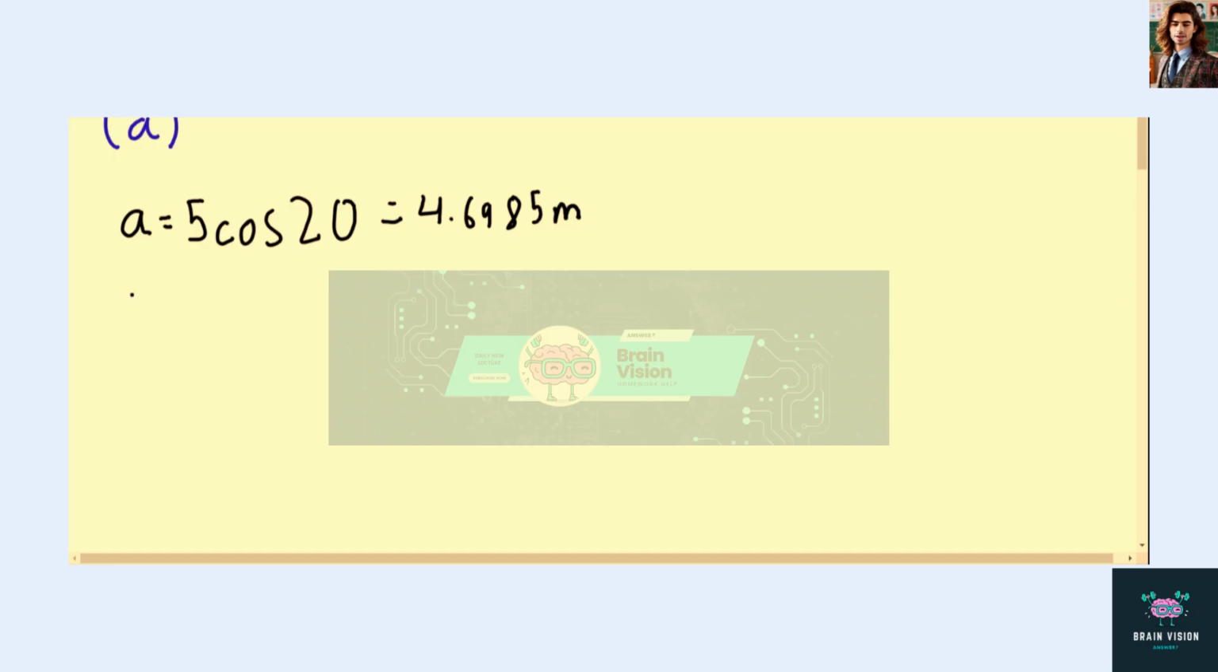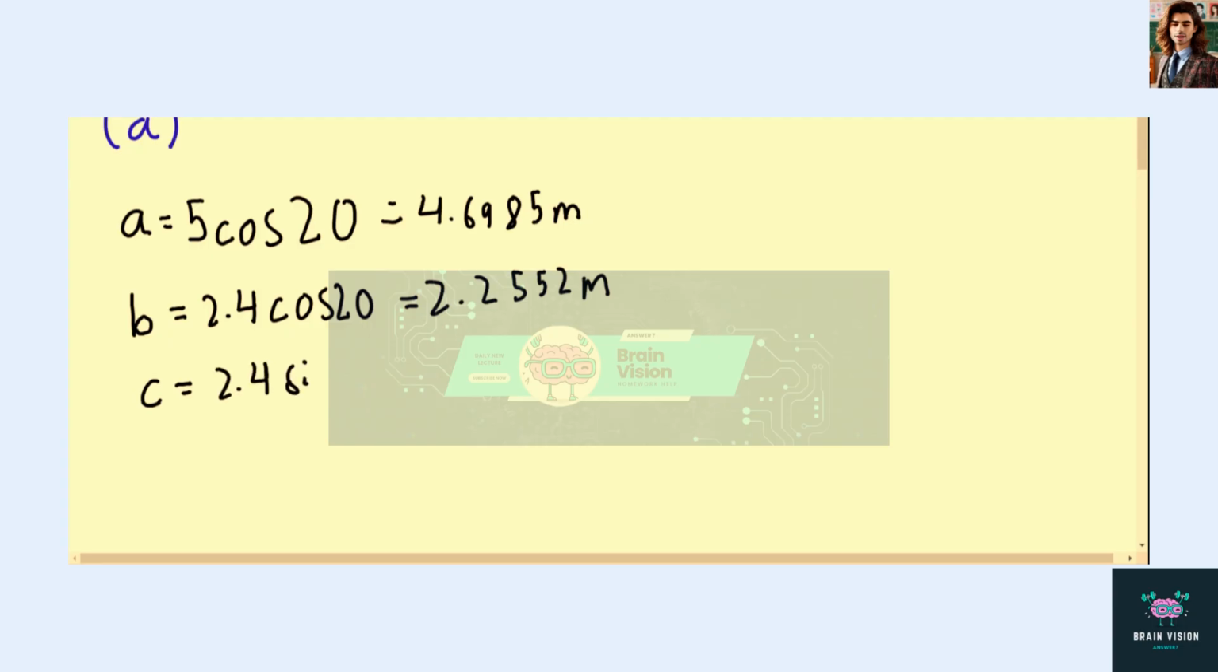To find our length B, we can do 2.4 times the cosine of 20, and this will give us 2.2552 meters. For C, we can do 2.4 times the sine of 20, which will give us 0.8208 meters.